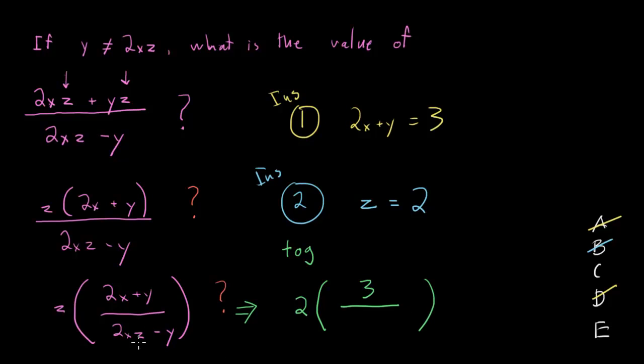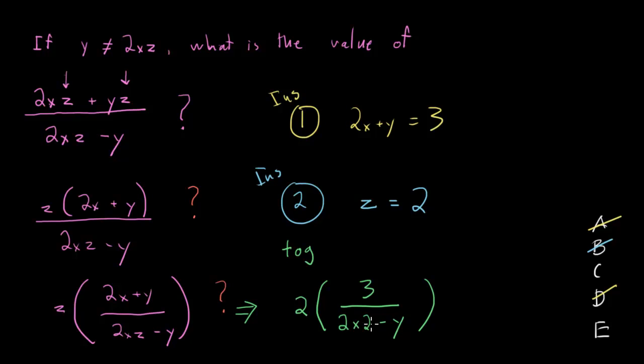And what can I do with this denominator? Well, the denominator is 2 times x, I don't know anything about that x, it's still just x, and z is a 2, it's times minus y. So I guess we've got a little bit closer, but we still don't know a value. We still don't know anything about what x equals and what y equals. This becomes 4x minus y. We don't know what 4x minus y is.